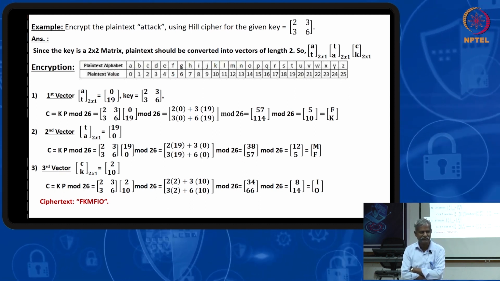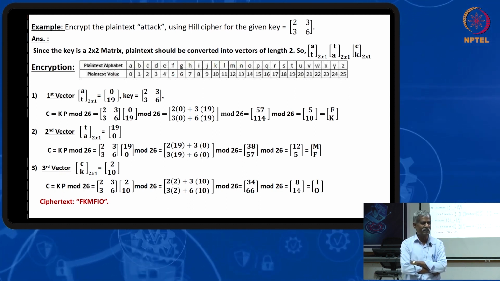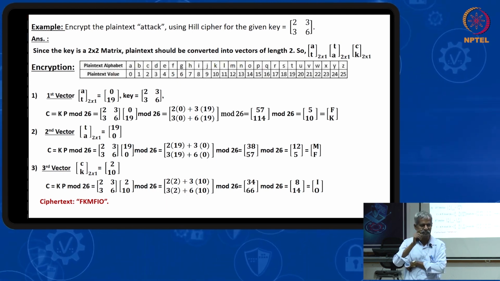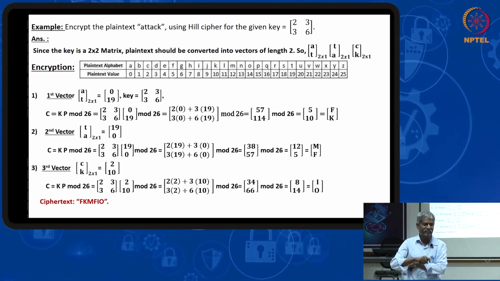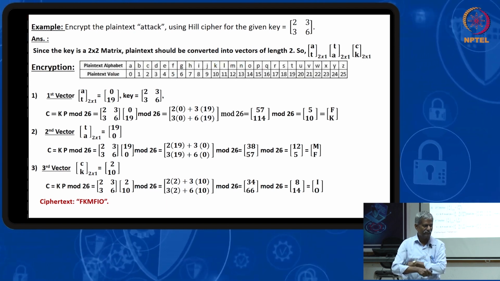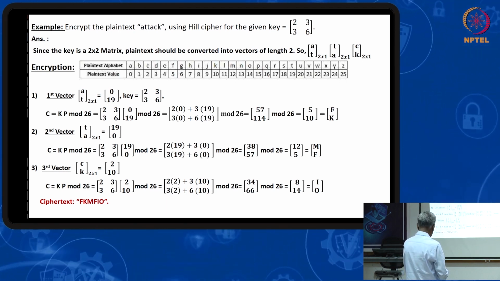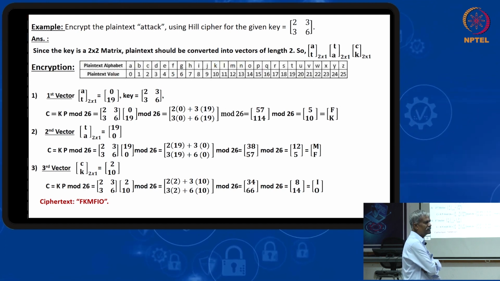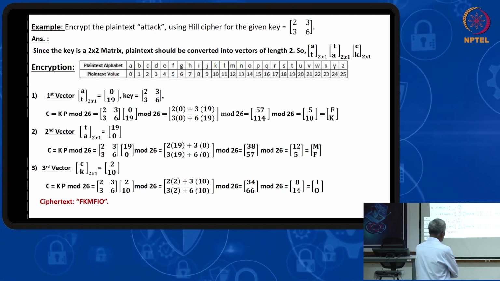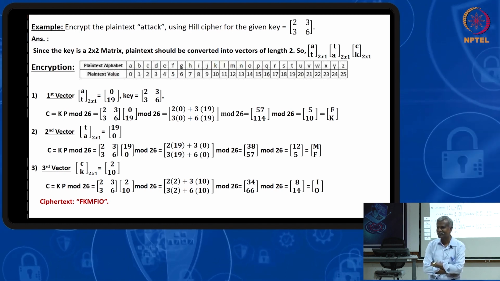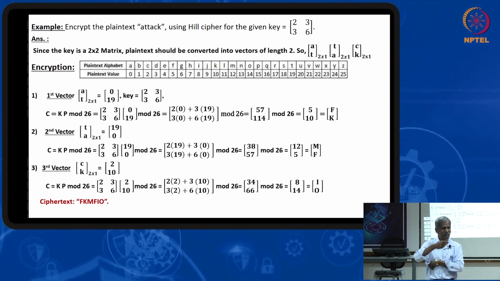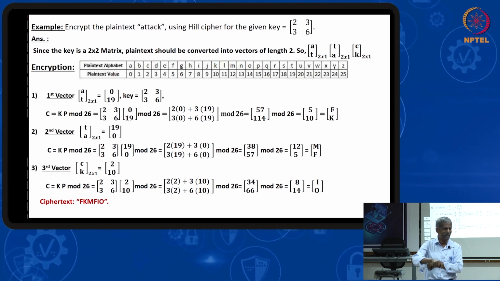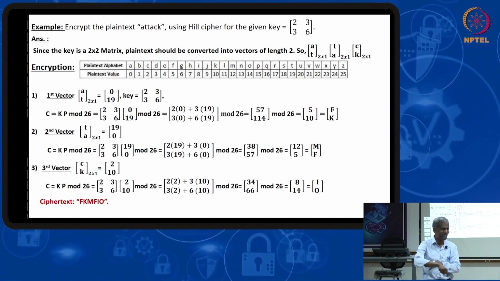How much is 57 mod 26? 2 times 26 is how much? 52. So 57 mod 26 will be 5. 5 is which letter? F. So 5 is becoming F. Similarly 114 mod 26. 2 times 26 is 52. 4 times 26 is 52 plus 52, which is 104. So 114 minus 104 is 10. This is the 10th letter.